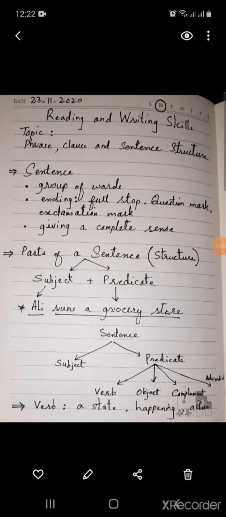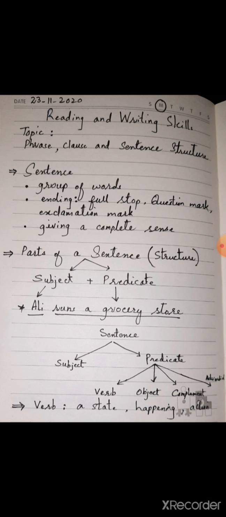Before we move on with the concepts of phrase, clause, and sentence structure, it is important to discuss what we mean by a sentence and what the parts of a sentence are, so that we may be able to understand the structure of the sentence. First of all, what is a sentence? A sentence is a group of words.